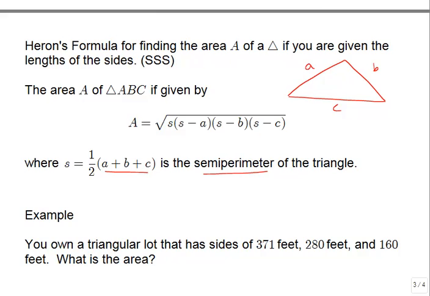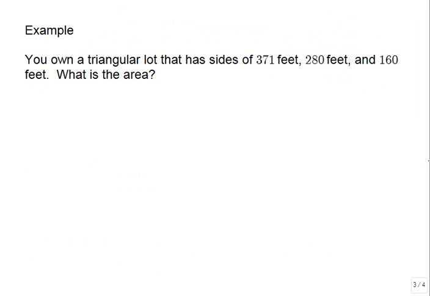So let's try it out. Suppose that you own a triangular lot, like a lot of land, that has sides of 371 feet, 280 feet, and 160 feet. What is the area? So let's draw a picture here. So I have 371 feet on one side, I have 280 feet on another side, and I have 160 feet on the third side. We don't know a height, we don't know any angles, so this is going to be finding the area using this Heron's formula.